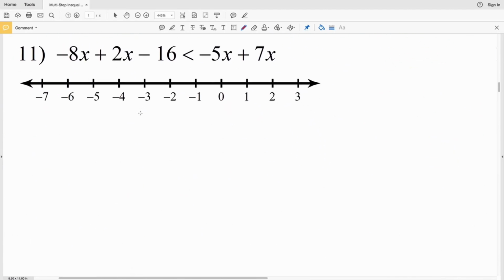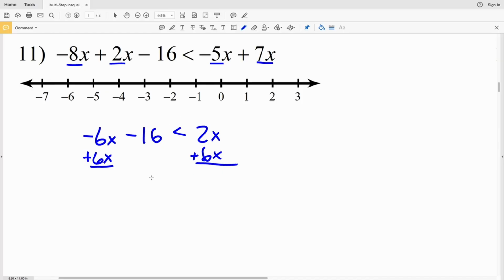Number 11, negative 8x plus 2x minus 16 is less than negative 5x plus 7x. Let's combine like terms on the right, and we're going to combine like terms on the left. Negative 8x plus 2x is a negative 6x, and we're left with minus 16, and that's going to be less than negative 5x plus 7x is a positive 2x. Let's go ahead and move the x to the right-hand side by adding 6x to both sides.